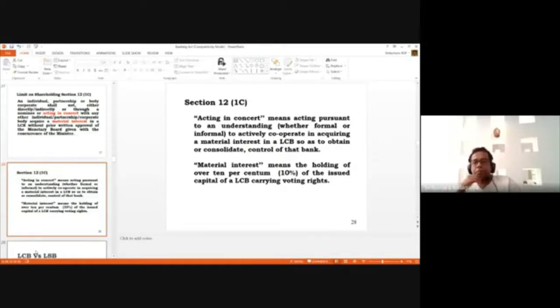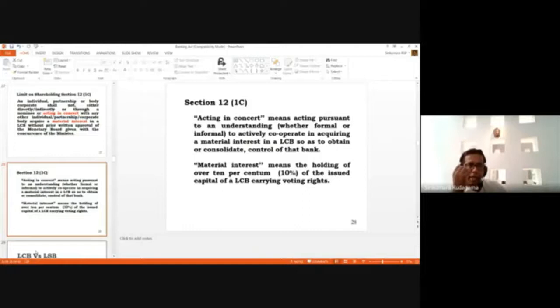It means acting pursuant to an understanding. That can be a formal, contractual, written agreement, or it can even be informal, to actively cooperate in acquiring a material interest in an LCB so as to obtain or consolidate control of the bank. If you are acting with others with an understanding, formal or otherwise, for the purpose of acquiring a material interest so as to obtain or consolidate control of that bank, that is prevented, because no one is in a position to acquire more than 10% of the voting shares of a commercial bank without the permission of the central bank.